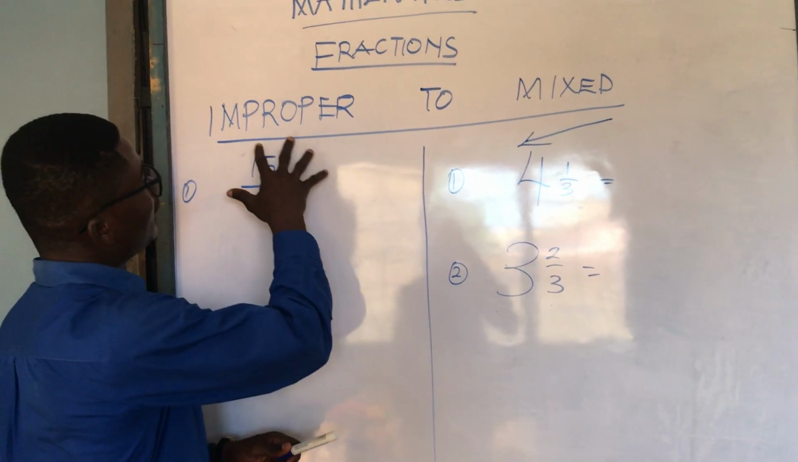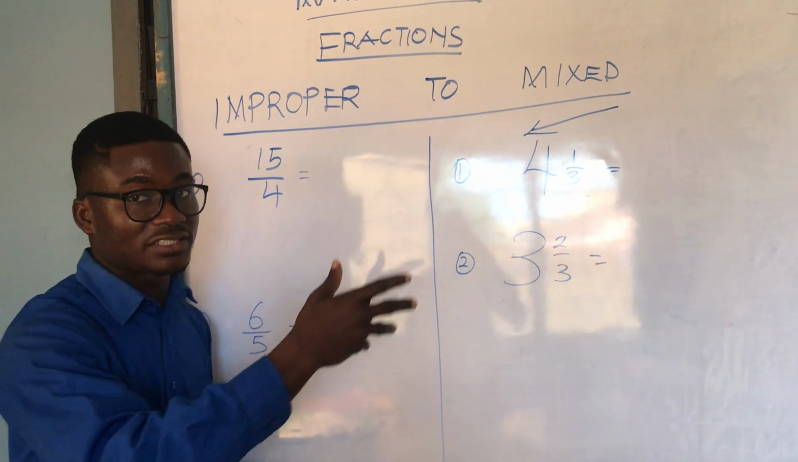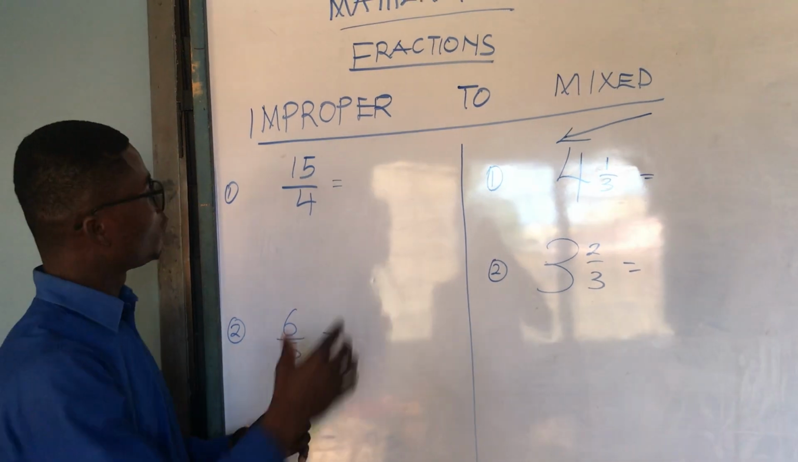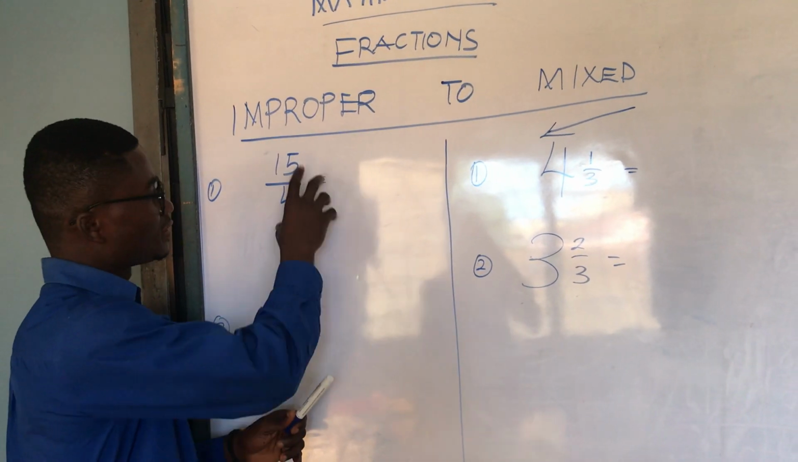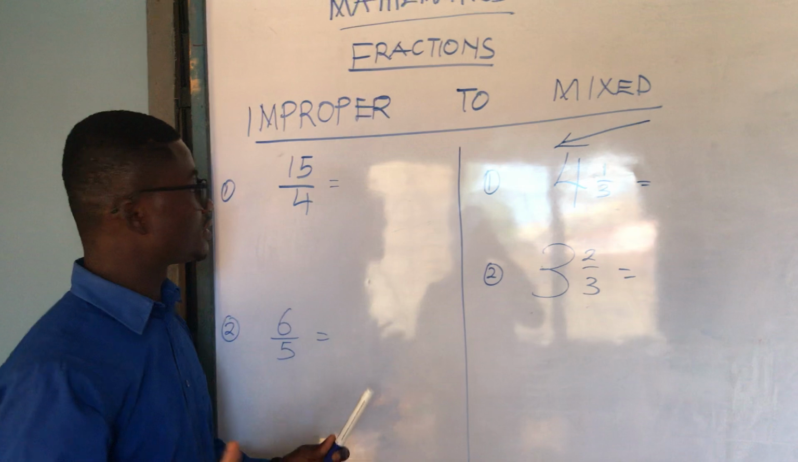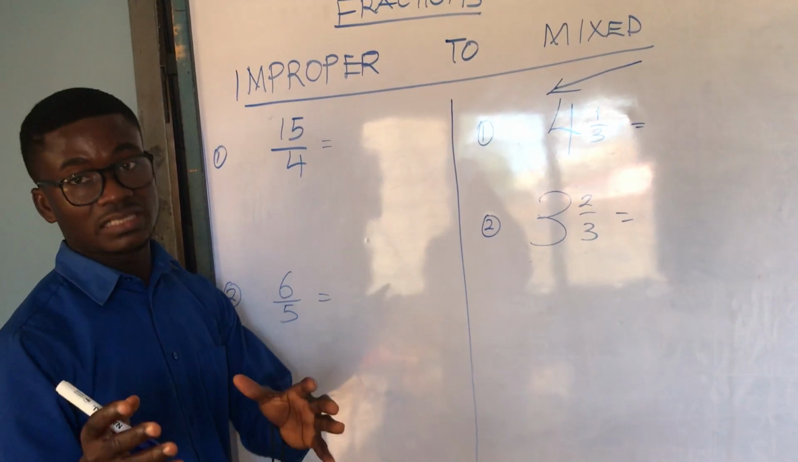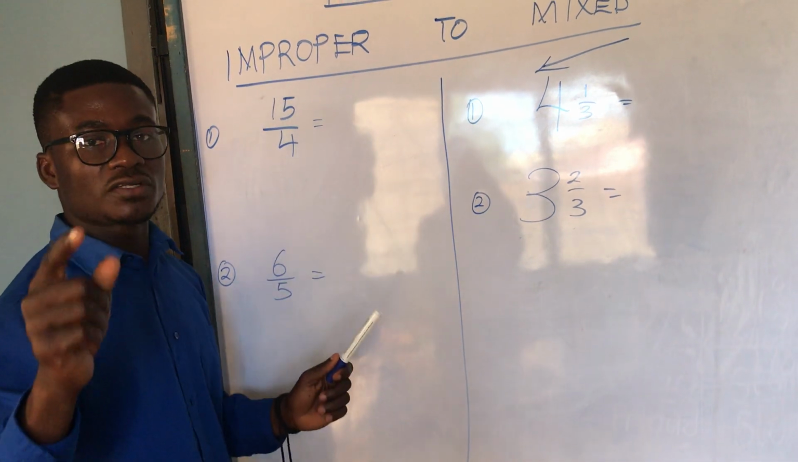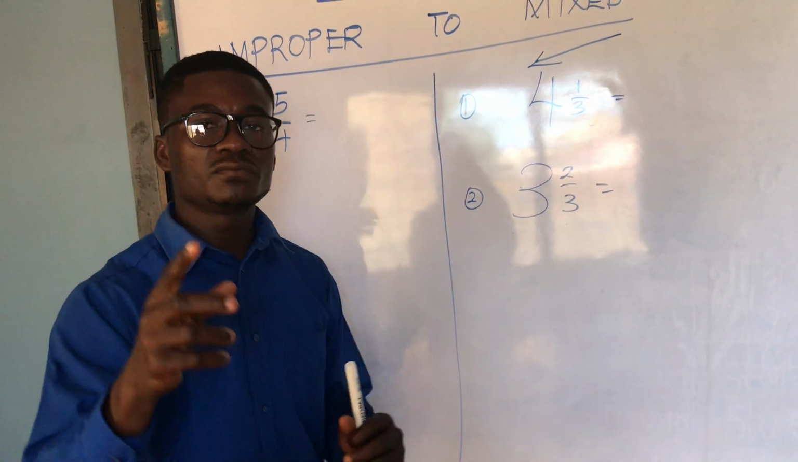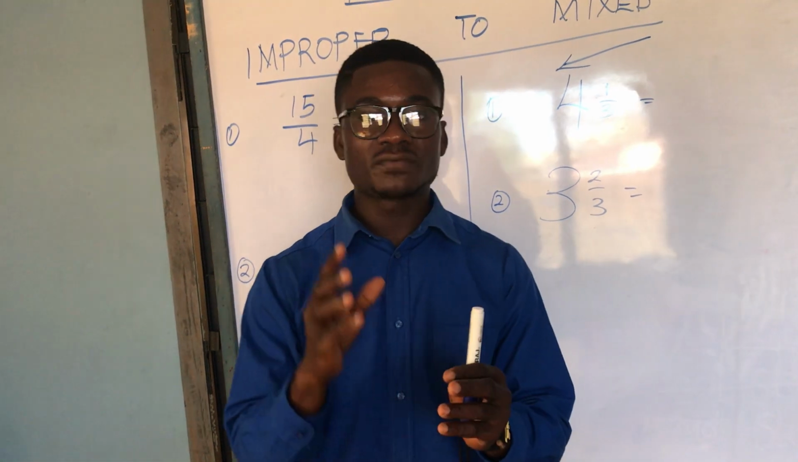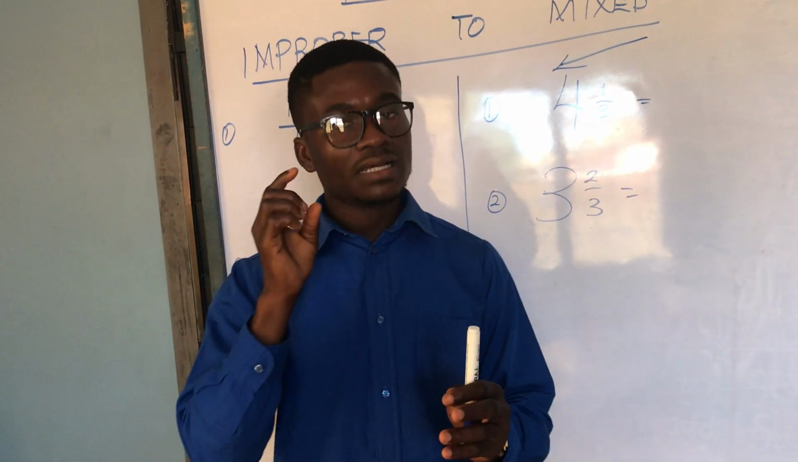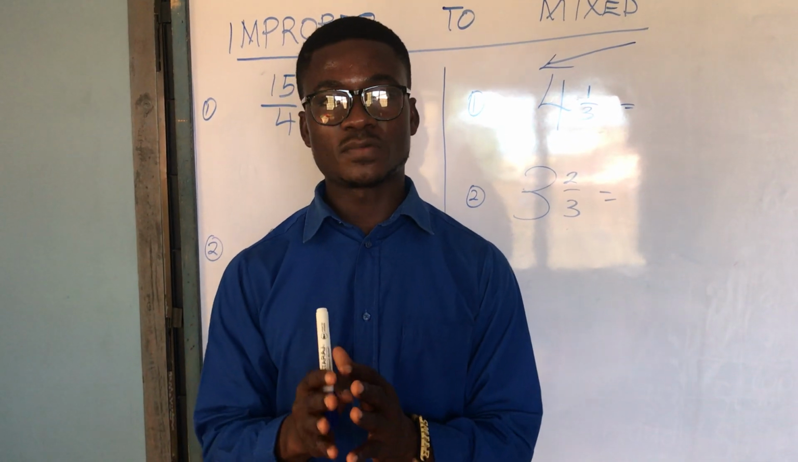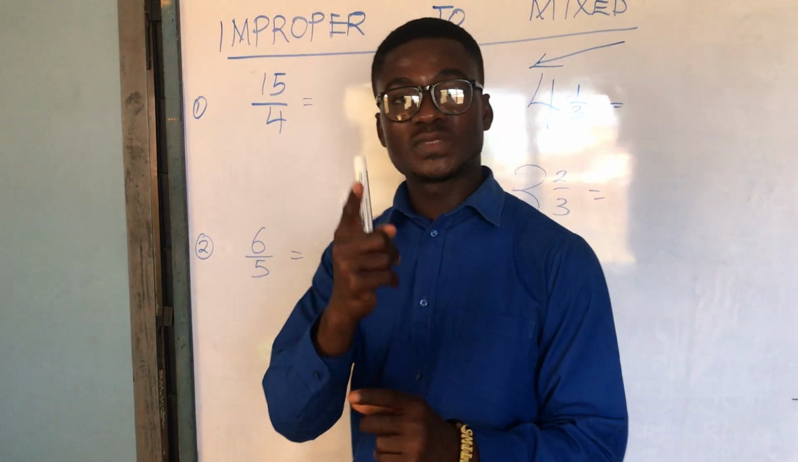We are changing improper to mixed fractions and mixed fractions to improper. That's what we are doing, so let's look at the board. We have 15 over 4. This is improper. We know that improper fractions are fractions that have the numerator greater than the denominator. What do we do when we have this? Mostly when we talk about mathematics, we have addition, subtraction, multiplication, and division. That is all that mathematics is about. So here we are going to use multiplication.